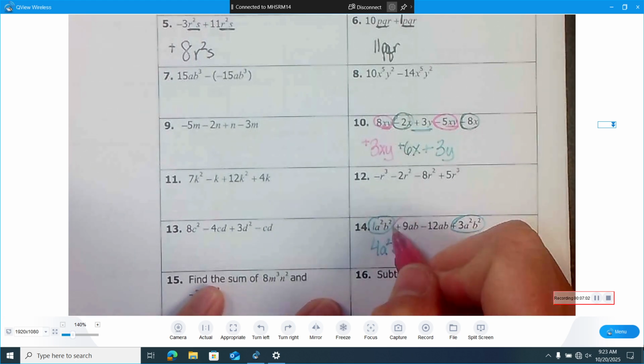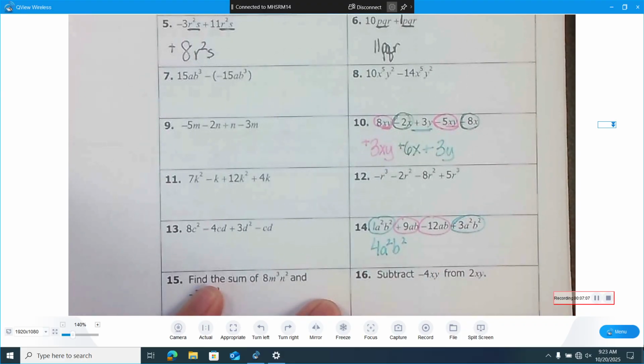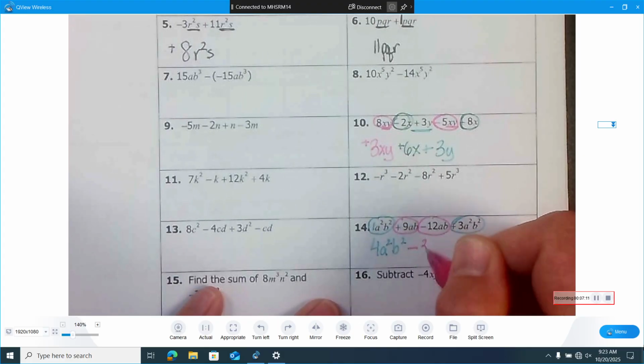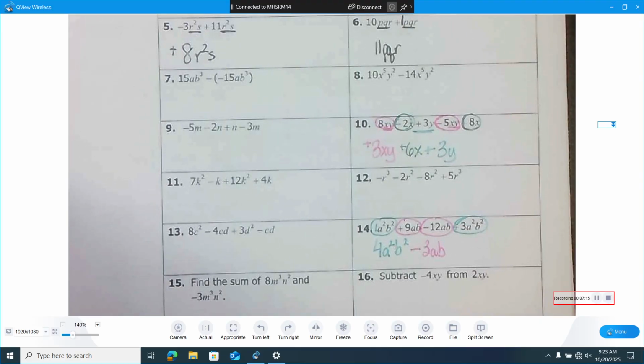Then we have a positive 9ab and a negative 12ab. Who's going to win, positives or negatives? Negatives by how many? Negative 3ab. Beautiful. That is done. Number 16.